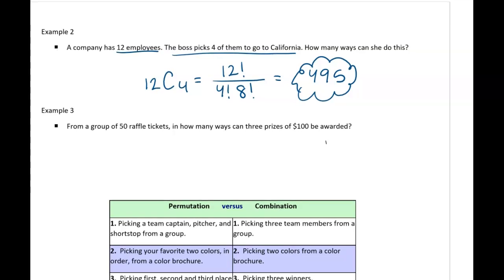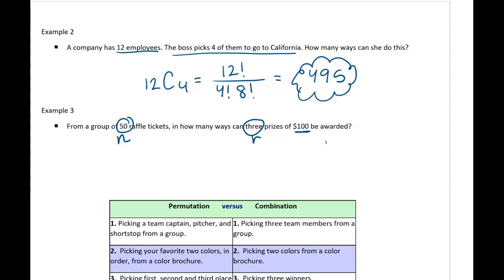From a group of 50 raffle tickets, how many ways can 3 prizes of $100 be awarded? Well, first of all, $100, great, we just know it's a prize. It doesn't matter to us how much money the prize is. So we have a group of 50, so that's our N. And we're choosing 3 of them, so that's our R. And order doesn't matter because the prizes are all the same, right? They're all $100. I don't care if you get chosen first to get $100 or last to get $100.